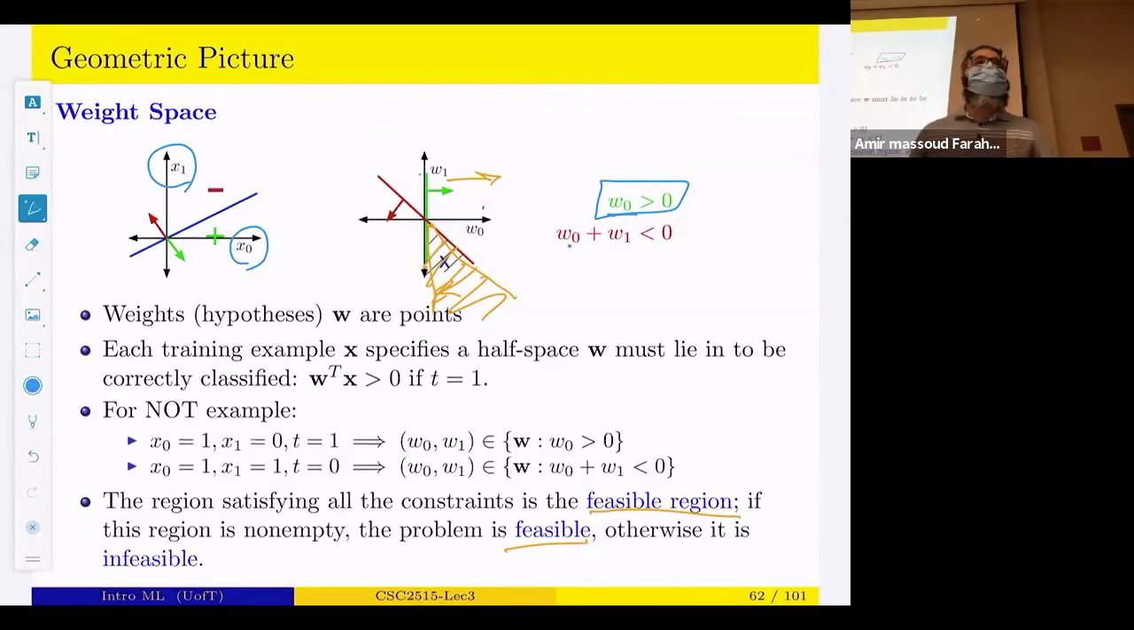So just a clarification, the shaded part will be the feasible region. Sorry, feasible region, the shaded one. Yes, the shaded one is the region where, if we find a vector that satisfies both of these constraints, it means that the linear model that we find after thresholding classifies the data points perfectly.